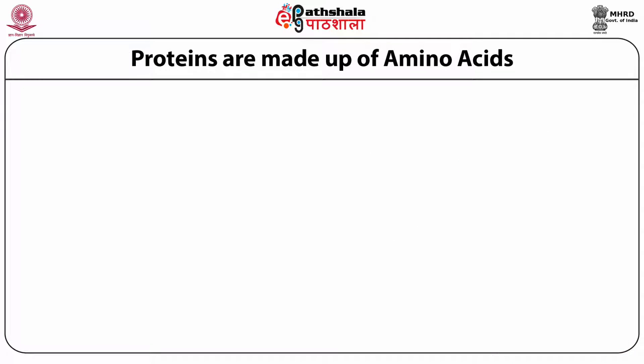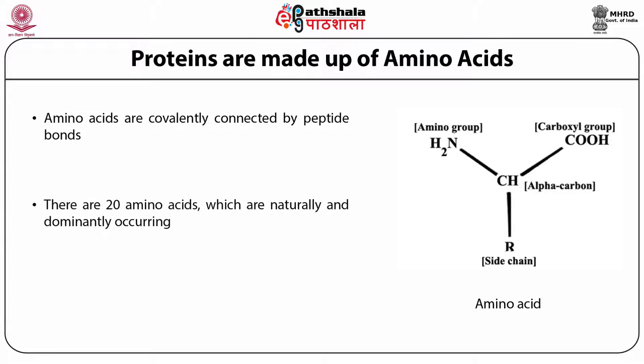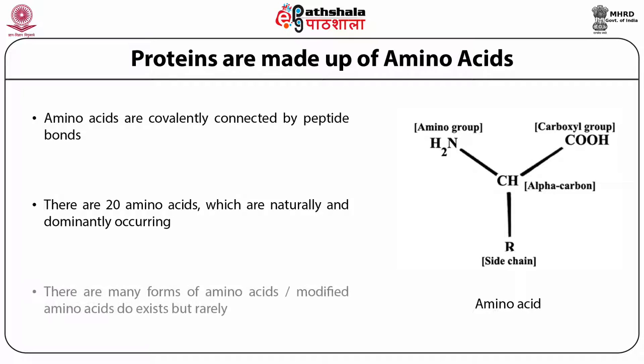Proteins are made up of amino acids. Amino acids are covalently connected by peptide bonds and make protein. In general, there are about 20 amino acids which are naturally occurring and very dominantly occurring. Proline is one of the amino acids. We call it an amino acid, but actually it's an imino acid. Other than these 20 amino acids, there are many forms of amino acids. They are modified. They exist naturally, but very rarely. So an amino acid, as the name says, has one amino group, one carboxy group, and a side chain.